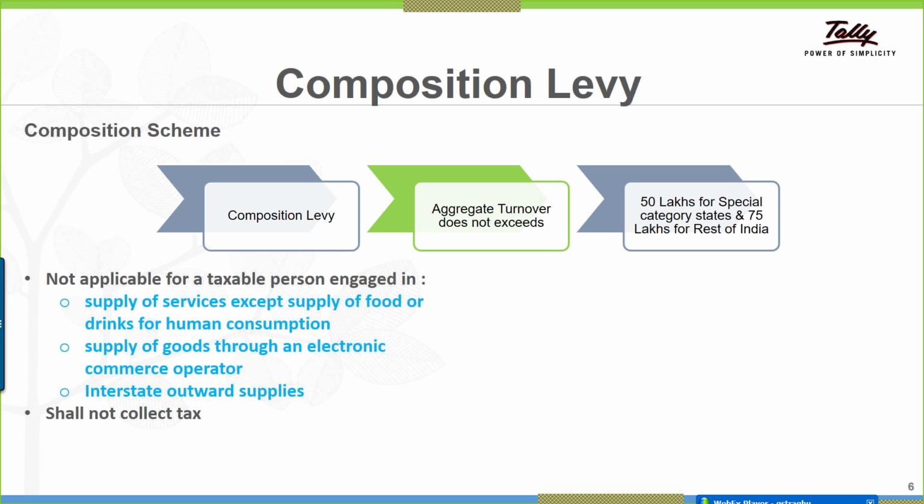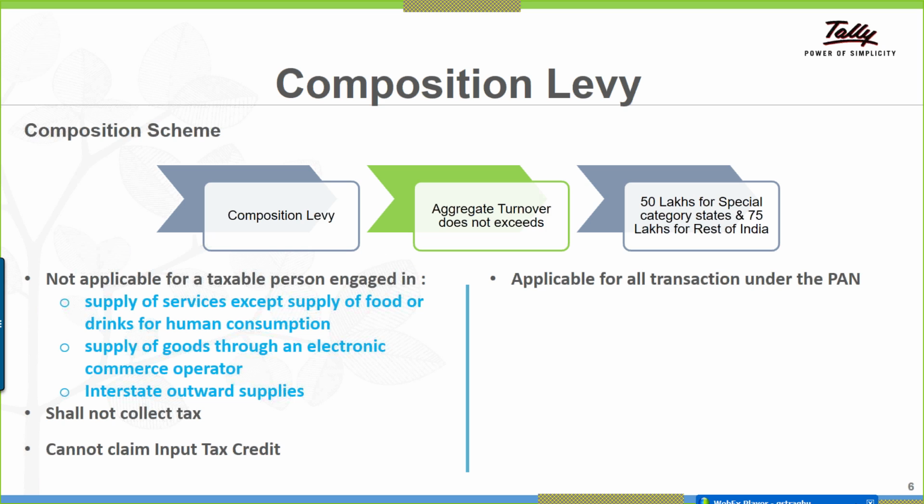And also the composition dealer cannot collect GST tax from the customer for himself, and cannot claim input credit. Even if the composition dealer is buying from a registered dealer, and the purchase invoice has GST charged, the composition dealer cannot claim the GST input credit. Okay, and it is applicable for all the transactions under the PAN.